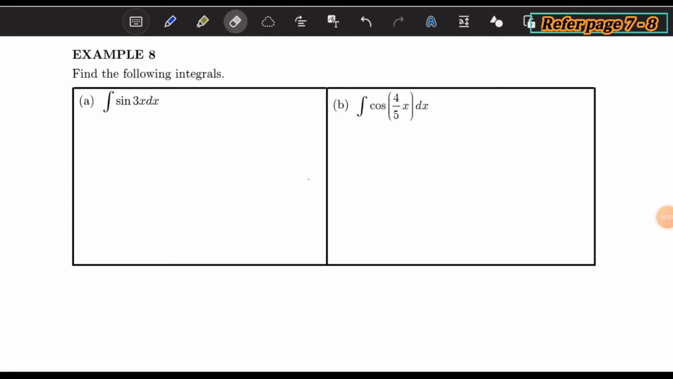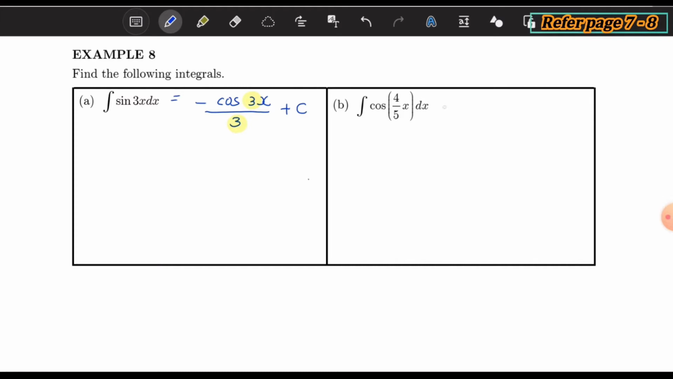Example number 8. A. Integrate sine 3x with respect to x equal to negative cos 3x divided by 3. And 3 is the derivative of the angle. Don't forget to write plus C.